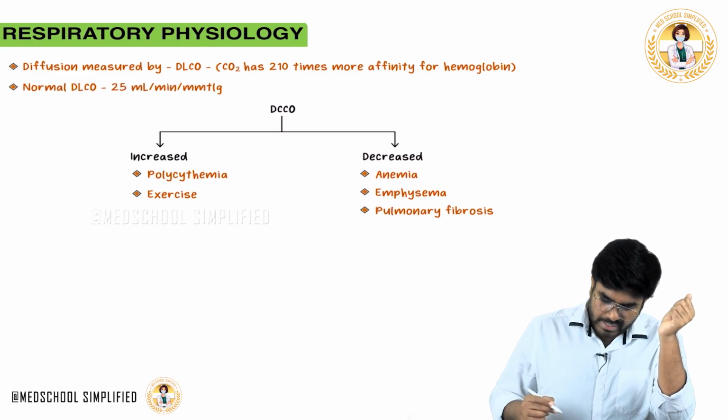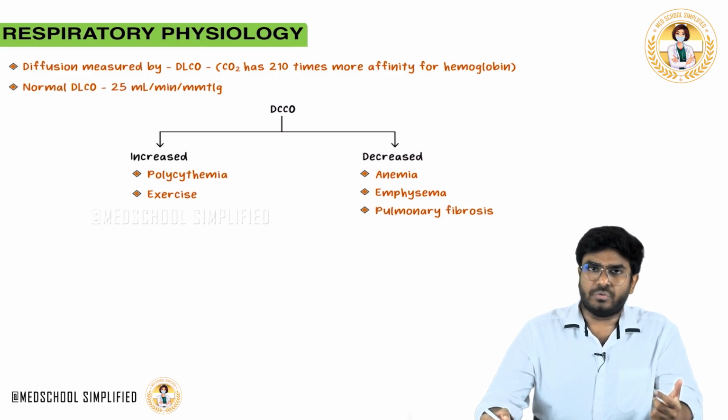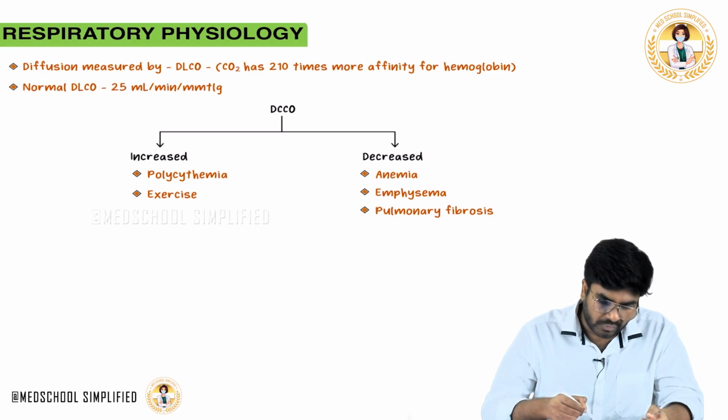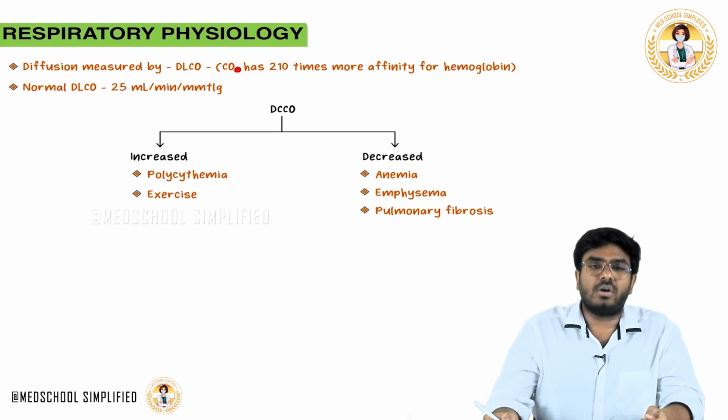Now after this, let's discuss some important points about diffusion. How do we actually measure diffusion in the lungs? Diffusion is measured with the help of a study called DLCO, diffusion in lungs using carbon monoxide. Not carbon dioxide, carbon monoxide.